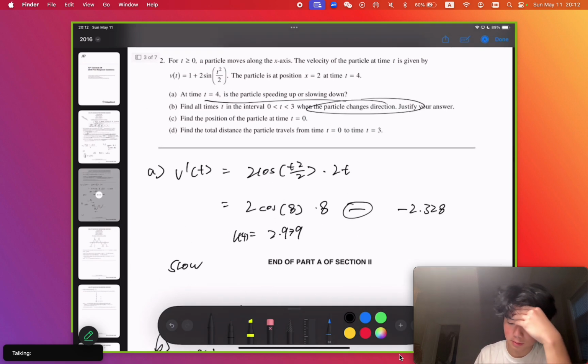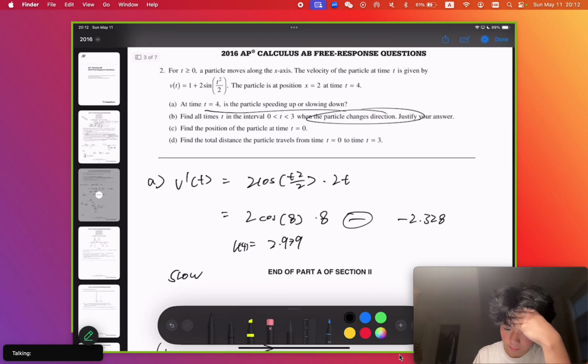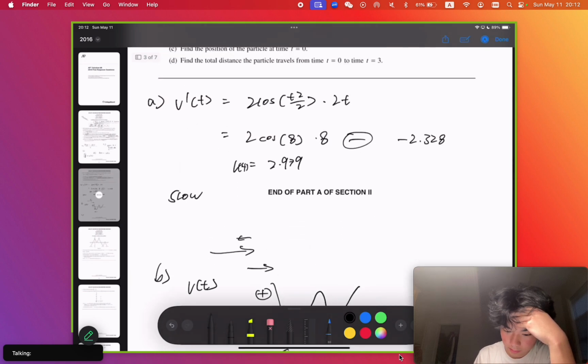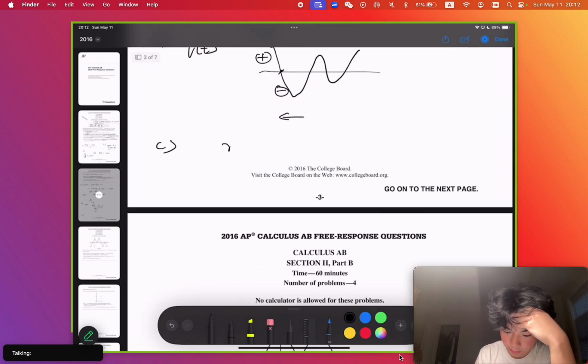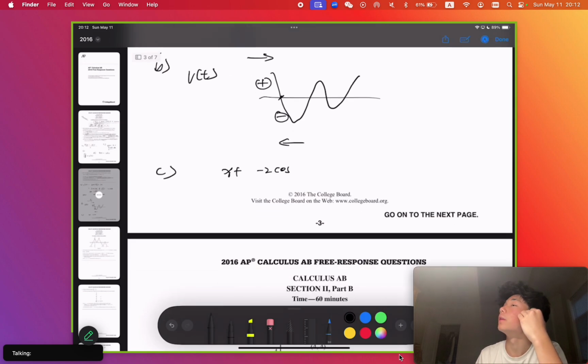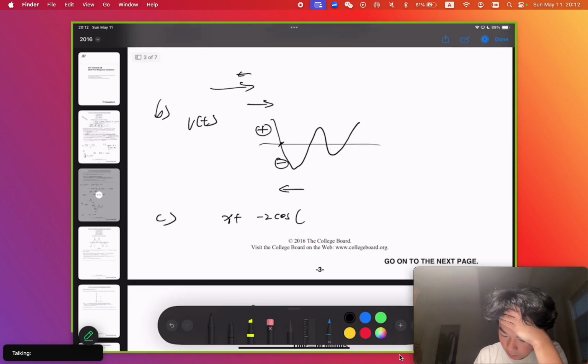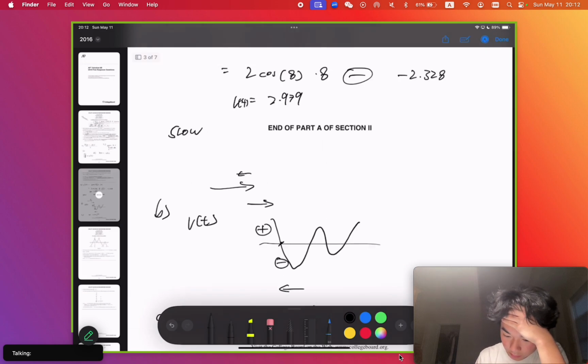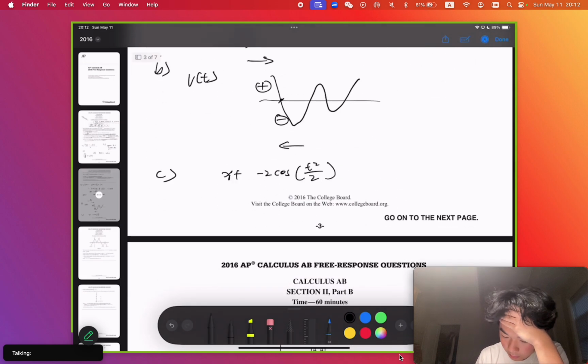Find the position of the particle at t equals 0. So take the antiderivative, I think. If you take the antiderivative, you get x plus negative 2 cosine, since the derivative of cosine is negative sine. Then there's a constant that doesn't change, but this thing changes. Let's check. If I take the derivative of this thing, oh, don't forget the c, dude.